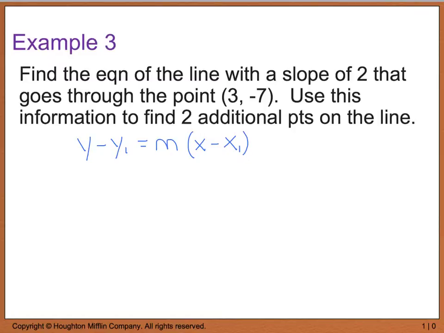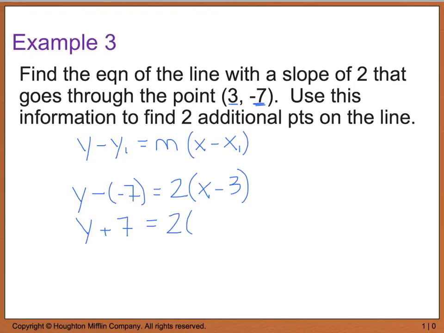So watch this. If I have a slope of 2, and my point, this is my x, this is my y, so I'm going to go y minus y1. My y1 is a negative 7, equals my slope, which is 2, times the quantity of x minus my x1, which is 3. When I simplify this, I end up with y plus 7 equals your slope, which is 2, times the quantity of x minus 3.